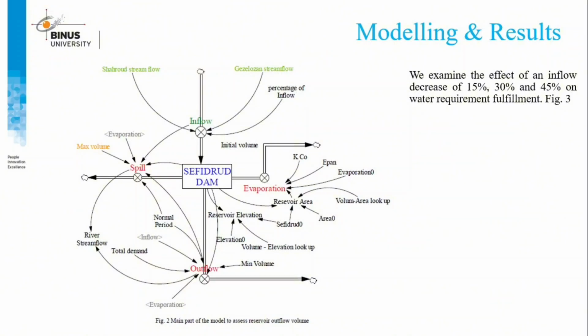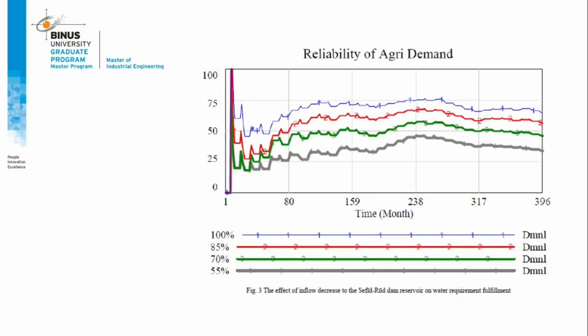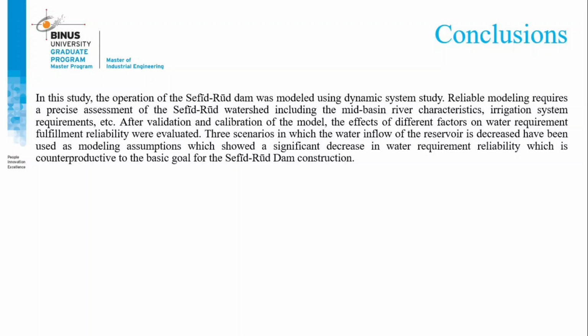In this figure 2, we examine the effect of an inflow decrease of 15%, 30%, and 45% on the water requirements fulfillment. And let's see figure 3. This is the reliability of agri-demand, the effects of inflow decrease to the Sevidrat Dam and reservoir on water requirement fulfillment. And let's go into the conclusions.